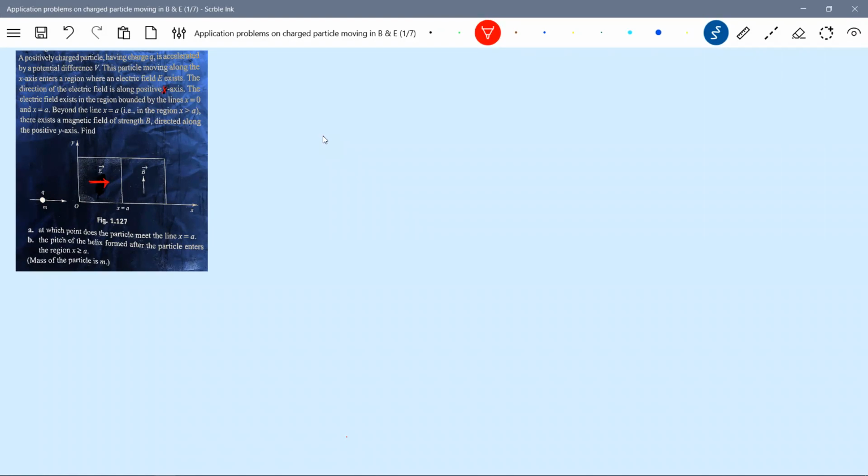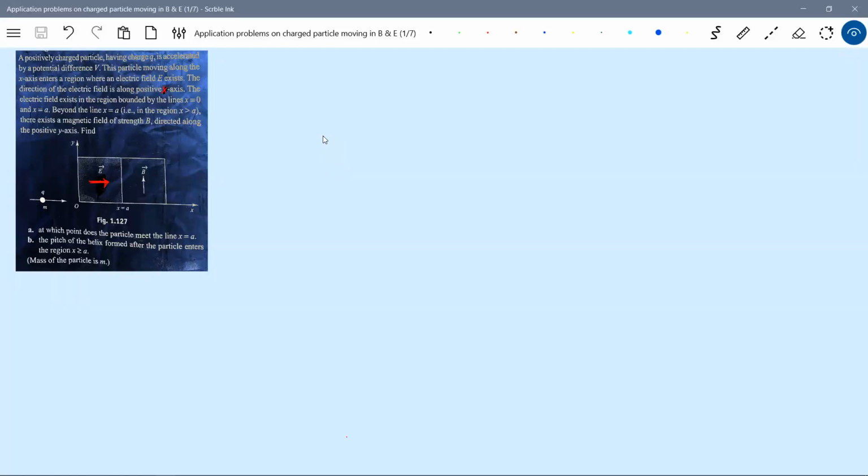The electric field exists in the region bounded by the lines x equals 0 and x equals a. Beyond the line x equals a, in the region x greater than a, there exists a magnetic field of strength B directed along the positive y-axis. It asks where the particle will meet the line x equals a, and the pitch of the helix formed after the particle enters the region x greater than a.